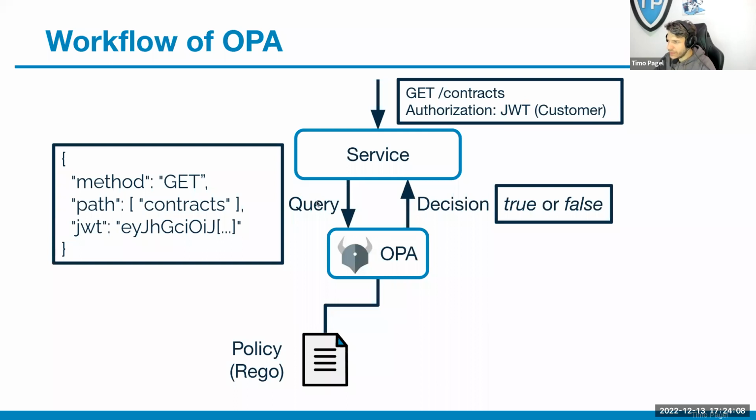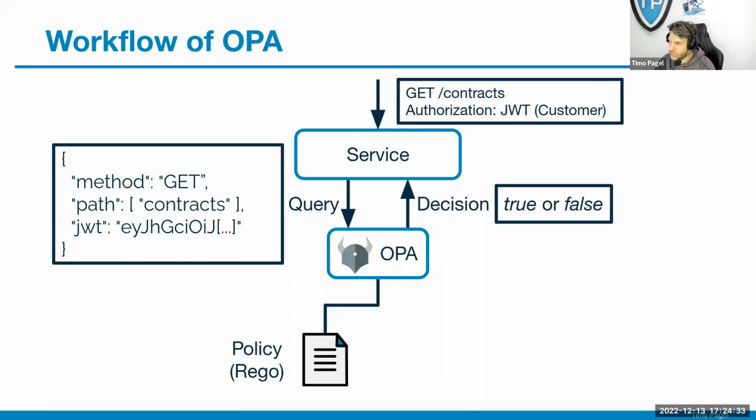So the service performs a request to OPA, and you see on the left here the method is GET, the path is contracts, and the JWT is set. Then OPA can, within the policy, we define that OPA decodes the JWT, gets the claim out, whichever the claim it would like to have. Maybe it also validates the signature.